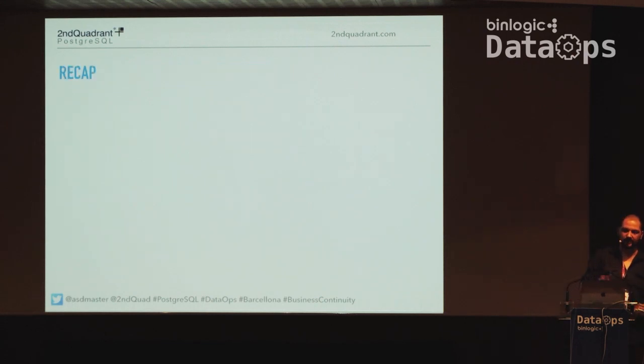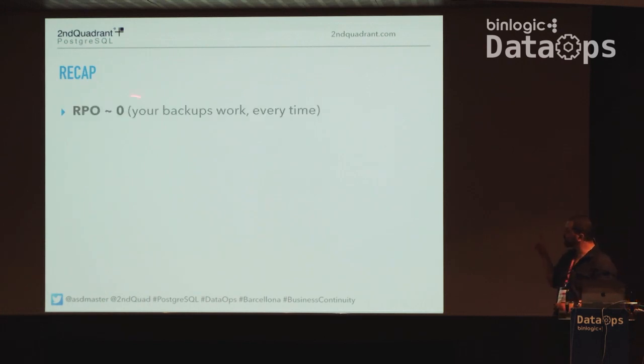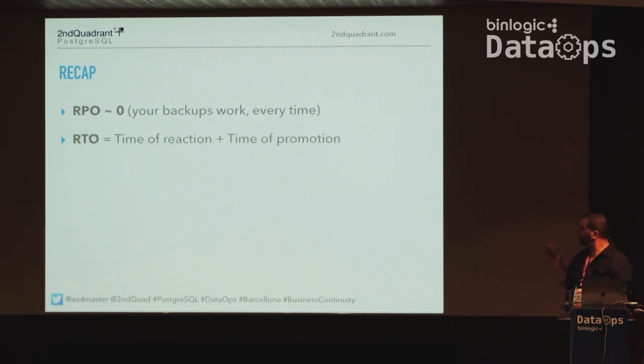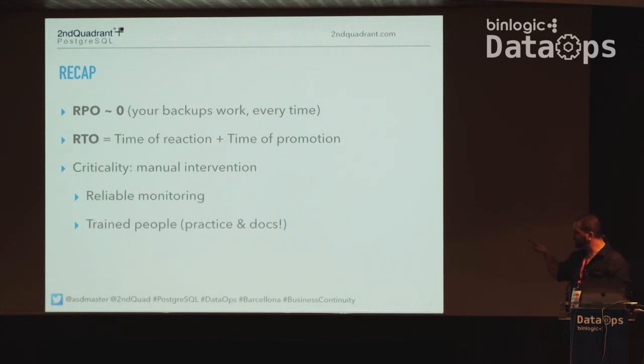Recapping the situation, we are in a situation with almost 0 RPO, okay? We have a reduced time of reaction and time of promotion. We require manual intervention, and this is now the faulty point, okay? We rely on monitoring, obviously, and we need trained people to do that, okay?